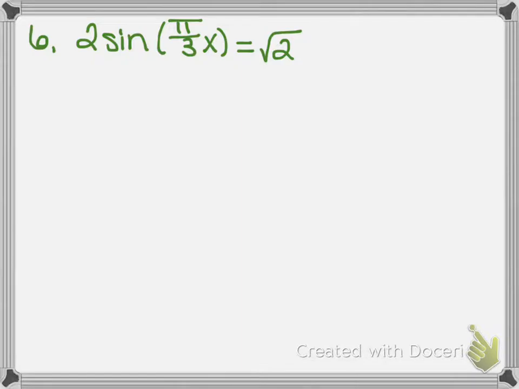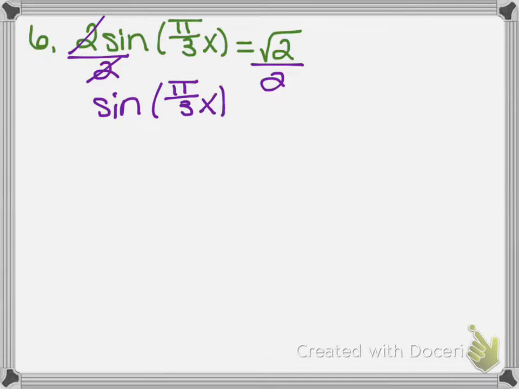Okay, so that was question 6. Step 1, still the same as the previous problems: I'm going to divide both sides by 2, get rid of the 2. Have sine of pi thirds x is equal to square root of 2 over 2.